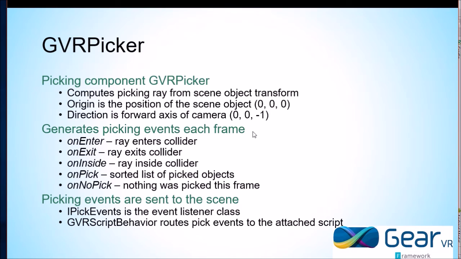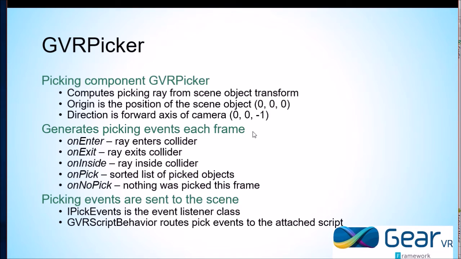We generate picking events at each frame. You're guaranteed to at least get an on-pick or an on-no-pick event. The on-pick gives you the sorted list of all of the objects that were picked, the ones closest to the camera first, or closest to the ray origin. On-no-pick indicates the ray didn't penetrate anything.